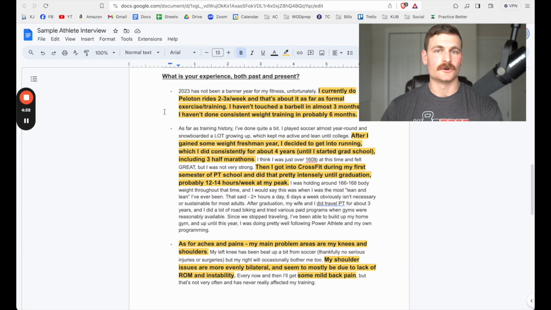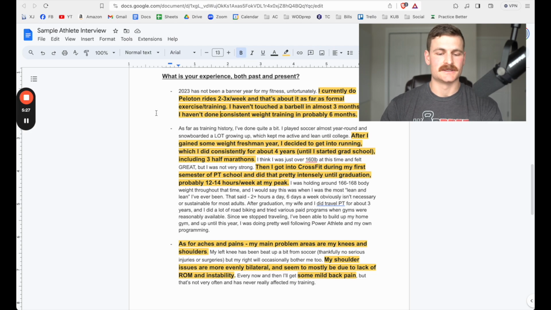Now, next, once we have our goals, we want to go into what is your experience, both past and present. So you can see here that currently we want to look at things like his activity level. So he currently does Peloton rides 2 to 3 times a week, but as formal barbell training, it's been almost 3 months since he's done it and almost 6 months since he's done consistent weight training. So I would consider him right now to be pretty out of shape as far as conditioning goes for weight training, or pretty deconditioned in the gym room.